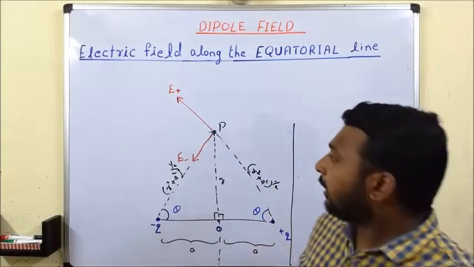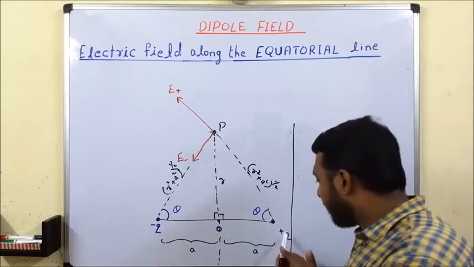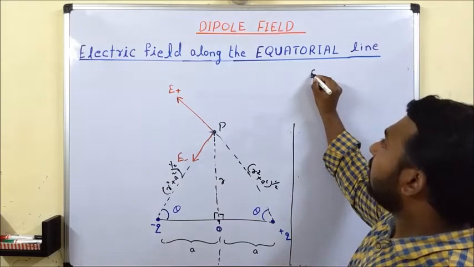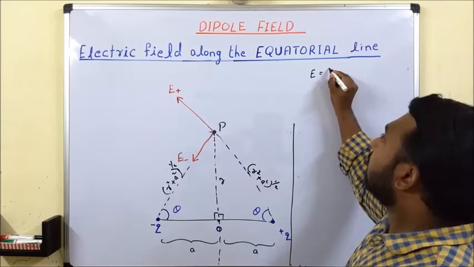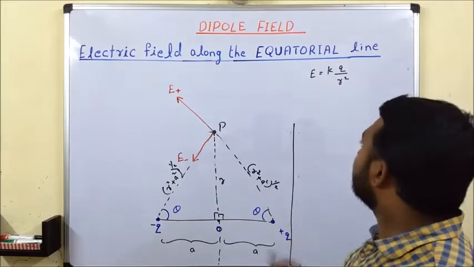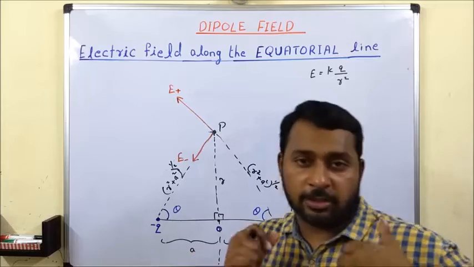The electric field at a point P due to the point charge, either plus Q or minus Q, we have the general formula, that is E is equal to KQ divided by R square. This is the general equation for an electric field at a point due to a point charge.